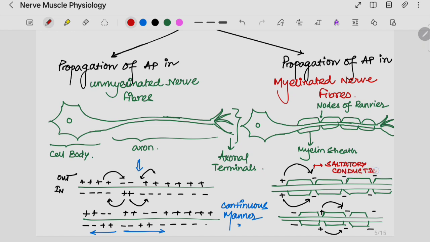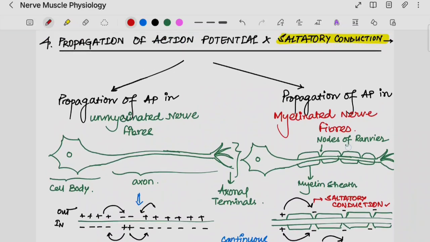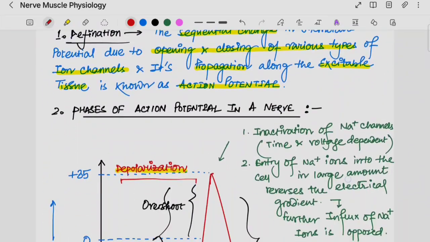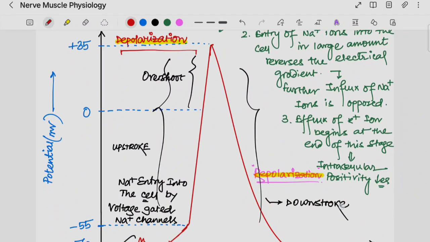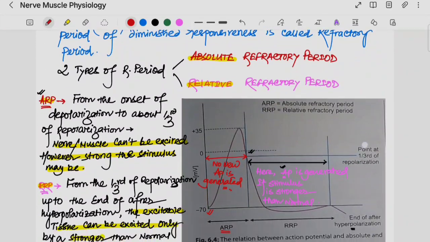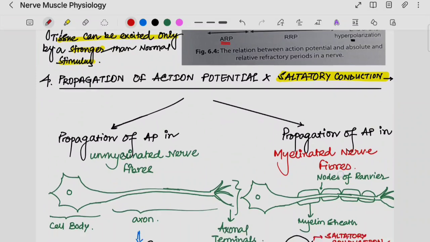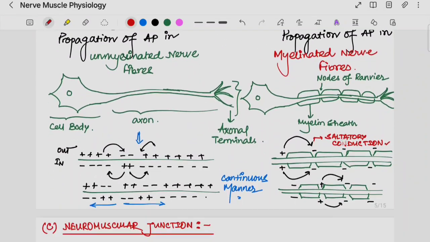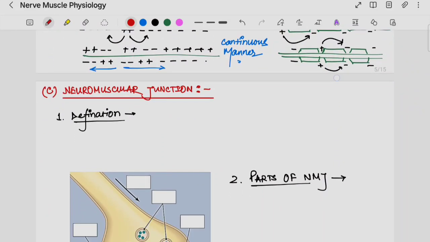Okay. So here we cover all the important topics of action potential. Firstly, the definition and the phases of action potential in a nerve, which is very, very important. It comes as a short note, and there is an important concept regarding the refractory period, absolute and relative refractory period. And finally, there is propagation of action potential with a special type of propagation which is known as saltatory conduction. Now comes the next very, very important topic, the neuromuscular junction.